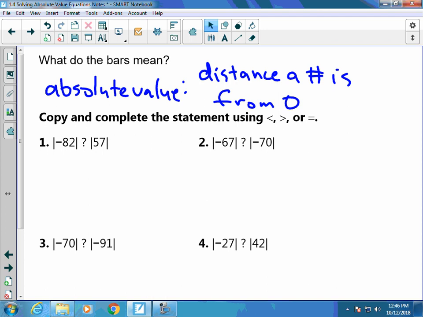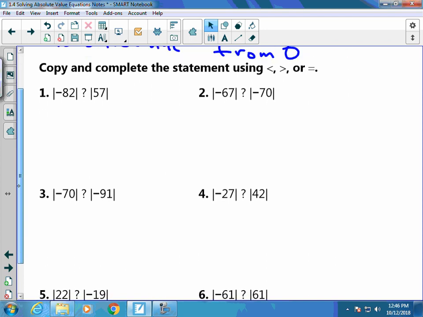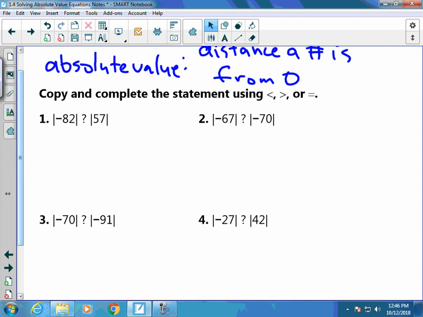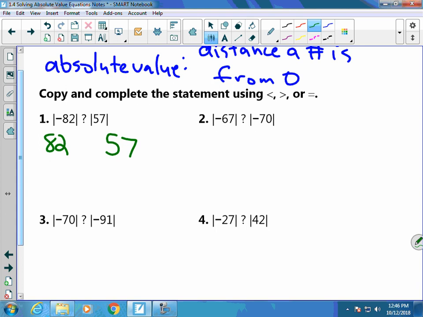So I'll do number 1 with you here, and then I'm going to have you try the next 5 just to get used to looking at absolute values of numbers. If I have the absolute value of negative 82 being compared to the absolute value of 57, I know that negative 82 is 82 places away from 0, and I know that 57 is 57 places away from 0, which means negative 82 is further away from 0 than 57. That's really what this statement is saying. So I want you to quickly pause this, crank out 2, 3, 4, 5, and 6, and we'll check in a second.